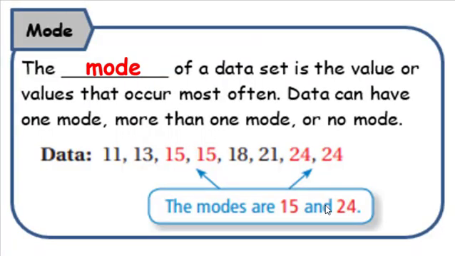The mode of a data set is the value or values that occur most often. Data can have one mode, more than one mode, or no mode at all. In this case, since the 15 repeats, it is represented twice in each data set. In this particular data set, 15 and 24 are the modes since they appear the most in the data set.